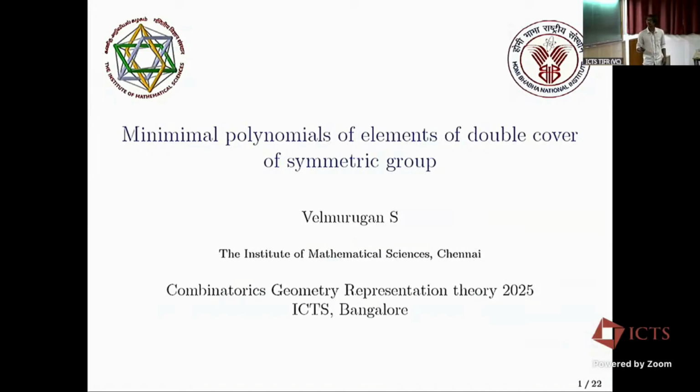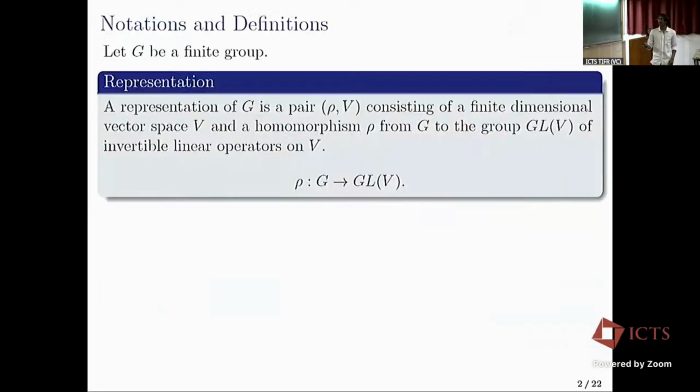So as you can see, I'm going to talk about some eigenvalues of some matrices. And let me start with a very basic definition of representation. A representation is a pair (rho, V), where rho is a group homomorphism from G to GL(V). And for our purpose, V in fact will be a finite dimensional vector space over a field of arbitrary characteristic.